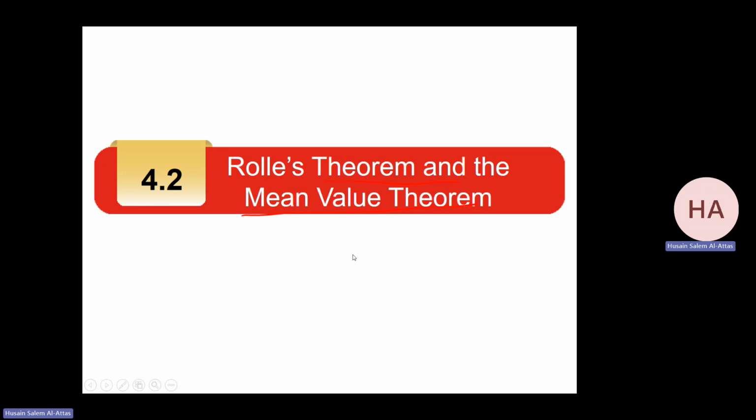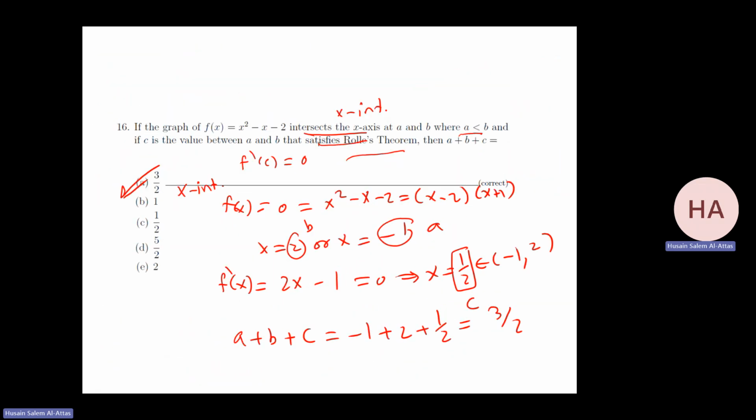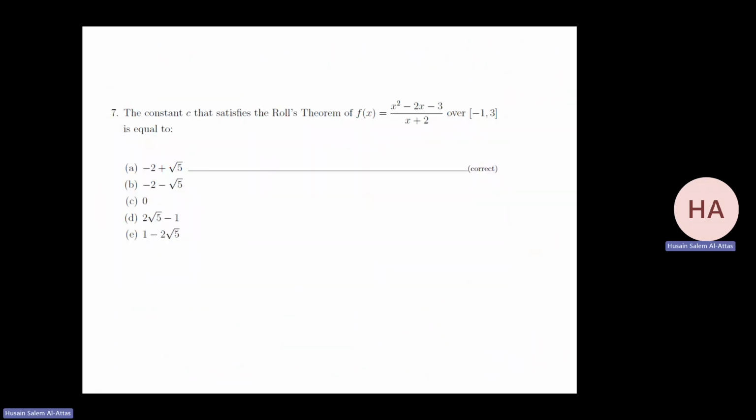We'll start the recording. Yeah, we'll continue this section 4.2. We did Rolle's theorem. I think only one problem's missing. We'll do this, and then we'll go to the mean value theorem. Okay. The constant C that satisfies Rolle's theorem for this.